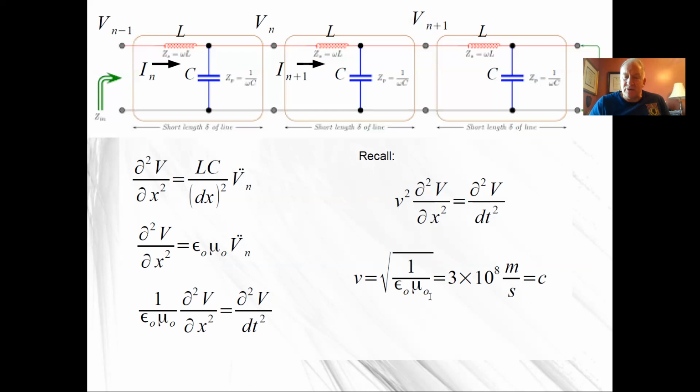And if I plug in the values, I end up with the velocity equal to 3 times 10 to the 8 meters per second, which is the speed of light. So these waves move through the cable at the speed of light. This isn't surprising because these are electromagnetic waves, and light is an electromagnetic wave. So all electromagnetic waves move through a vacuum at the speed c, 3 times 10 to the 8 meters per second.